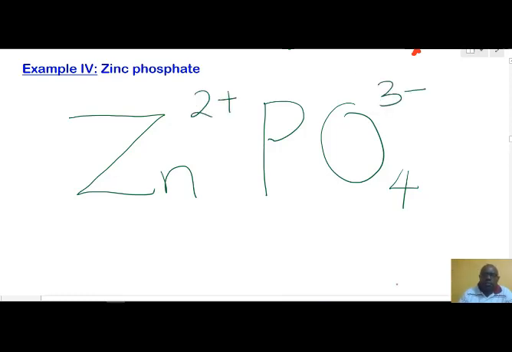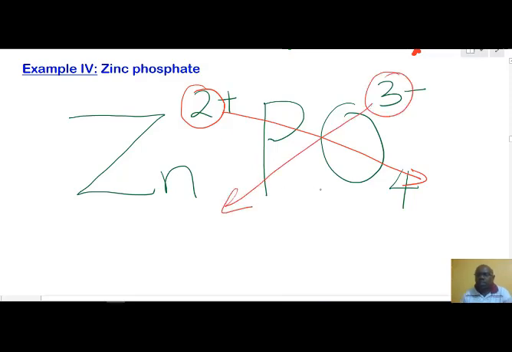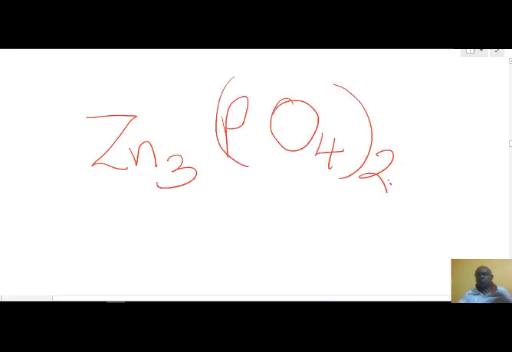In the third step of the process, we transpose the numbers only. The 2 from zinc will be taken by the phosphate. The 3 from phosphate will be taken by zinc. Our formula therefore becomes Zn3(PO4)2.